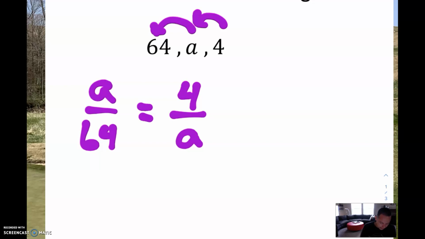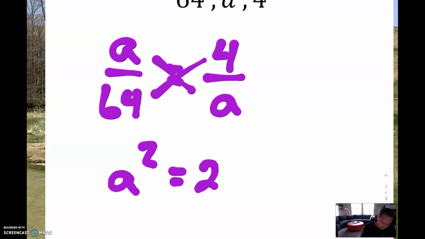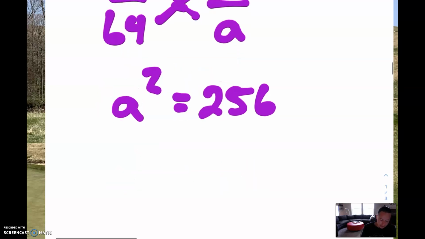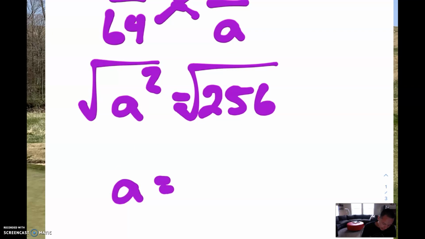So what we're going to do next is solve by cross multiplying. A times a is just equal to a squared. 64 times 4, that equals 256. And then to solve, you can just square root both sides. And we get a equals, technically it's a positive or negative 16.